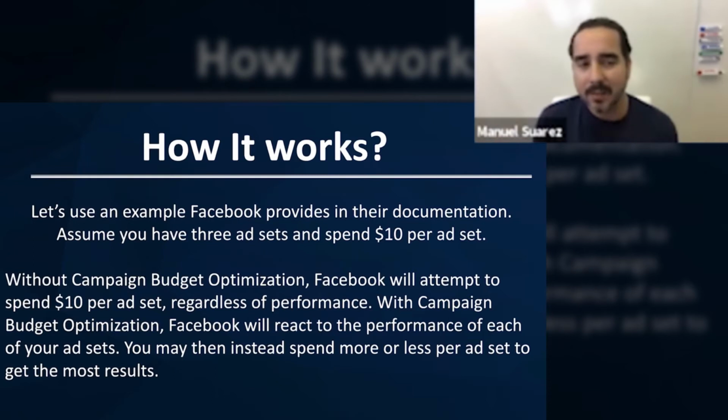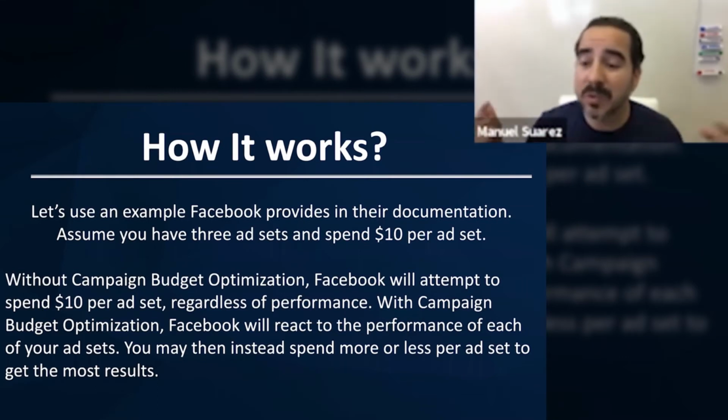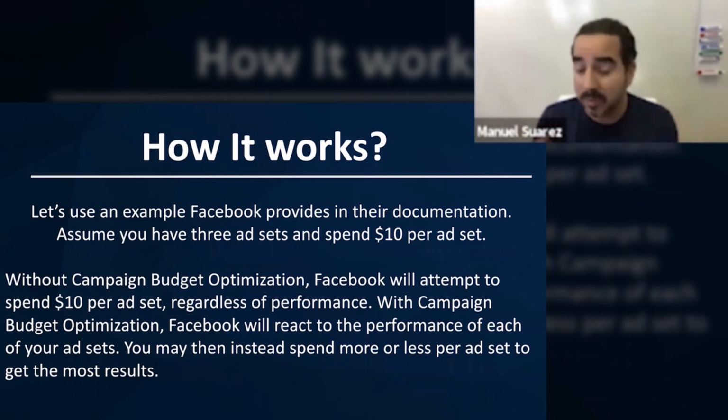So how does it work? Let's use an example Facebook provides in their documentation. Assume you have 3 ad sets and spend $10 per ad set. Without CBO, Facebook will attempt to spend $10 per ad set, regardless of performance. So maybe the worst audience that you could have ever found doesn't get any results. People hate your ads, but Facebook will still spend the money. And then the other one, which is an incredible audience, performing incredibly well, converting like crazy, clicks at pennies, and conversions are very low, well, they still get the same amount of money spent on them. That's not making us really happy, right? You cannot really scale that.